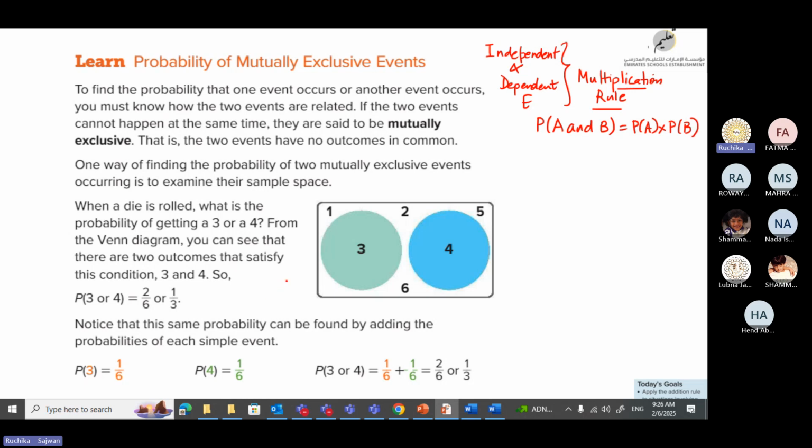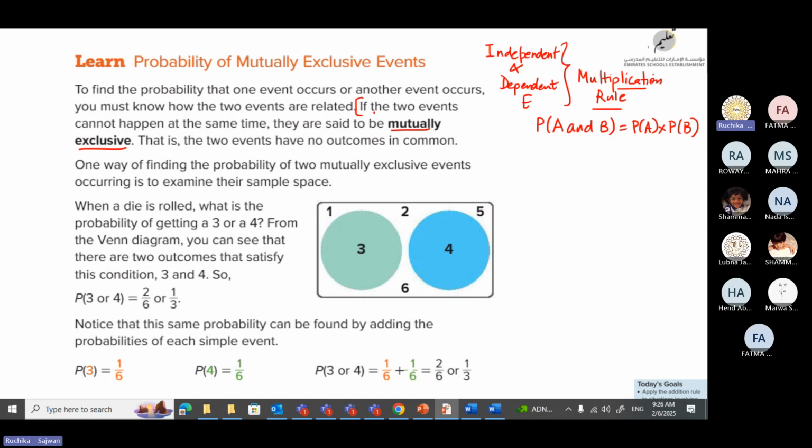Remember that. Now for this lesson, when we understand what are mutually exclusive and not mutually exclusive events, we will be using the addition rule. Okay, so please understand carefully. I will explain for you what is mutually exclusive.